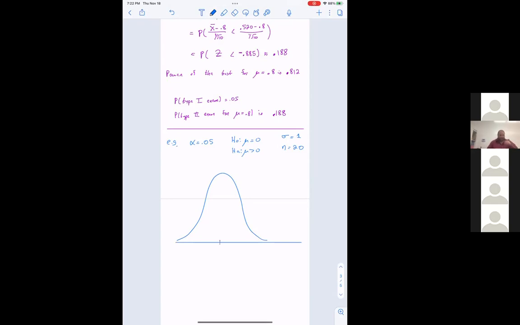Okay, so what is the number in the center? 0. And what is the 5% cutoff mark going to be?